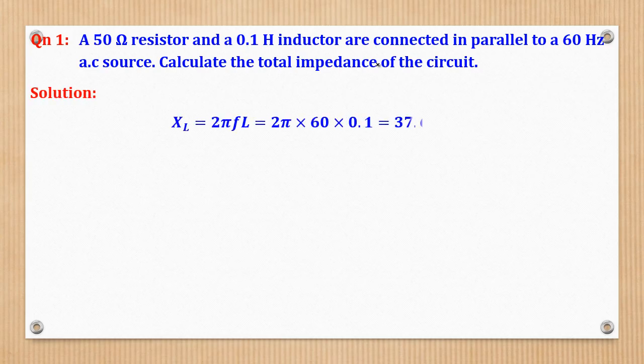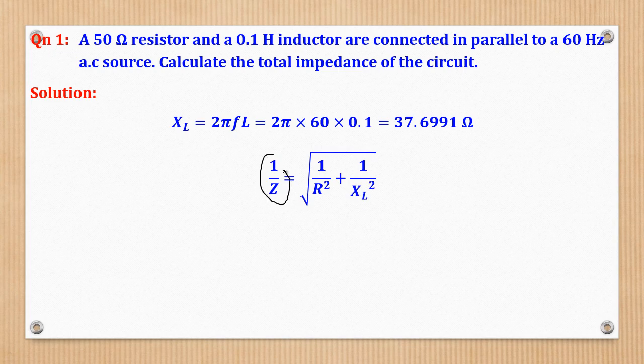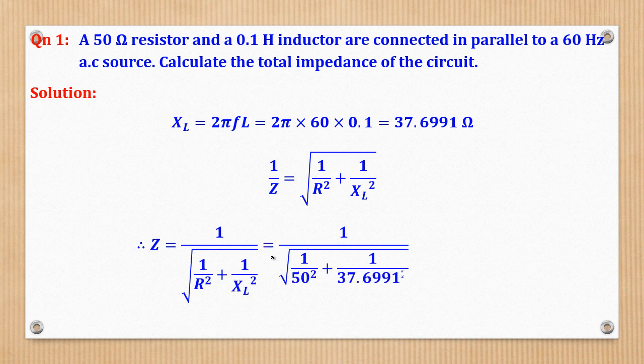So first we shall get the inductive reactance. Then from there we shall remember that the reciprocal of impedance is given by this. Therefore, impedance is 1 over that. Then substitute for this to give you the impedance they want.